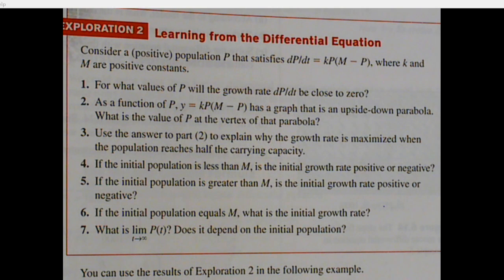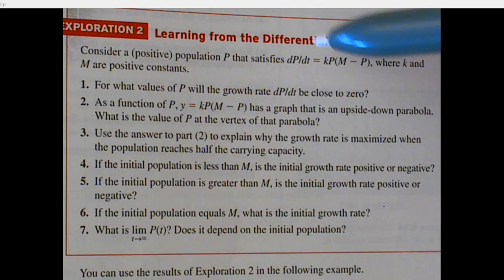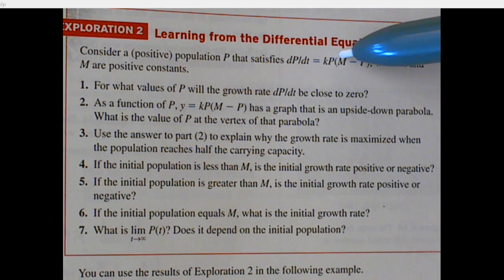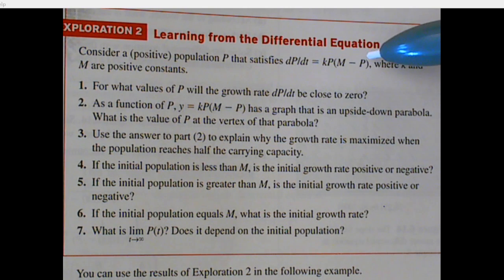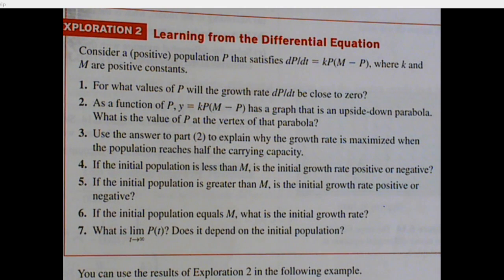As a function of p, the rate of growth is a graph that is an upside down parabola. And we saw that in our graph over here, but we can also see that if we distribute the p, we would get a negative p squared, or negative kp squared. So that's showing us that that should be an upside down parabola because we have a negative x squared value here. So what is the value of p at the vertex of the parabola?